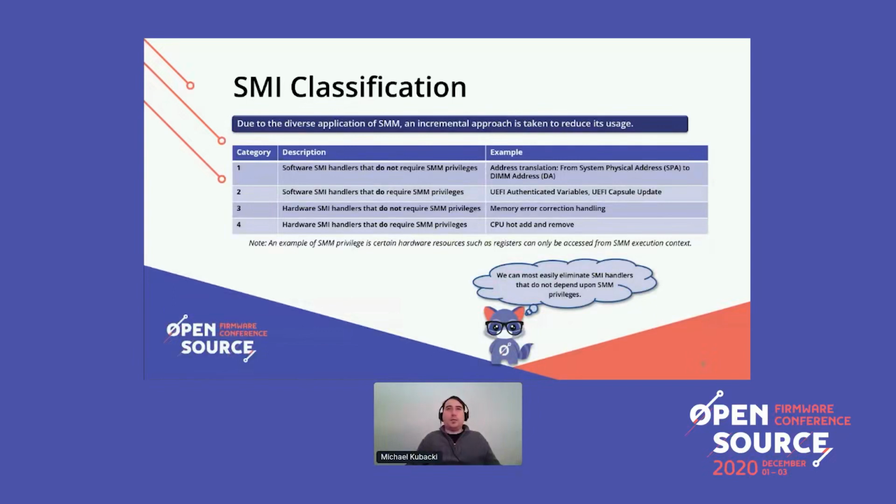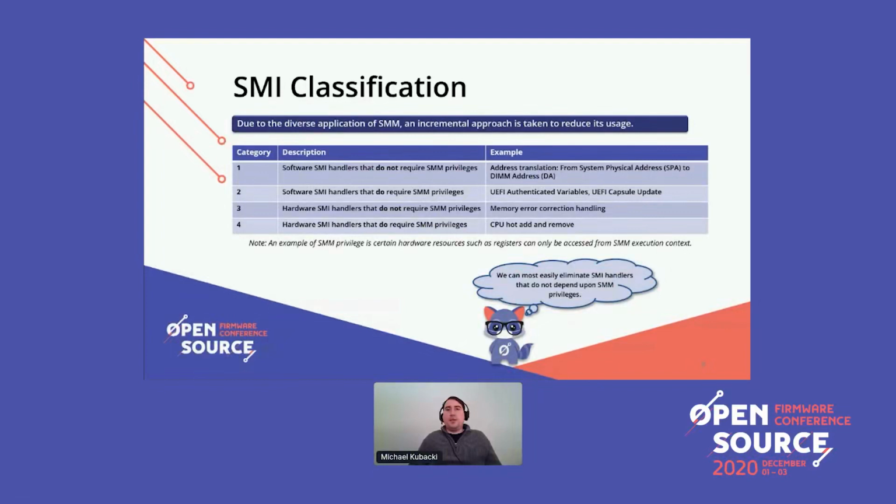And this is something where something like RAS, reliability, availability, serviceability, comes into play, where you might be trying to correct errors inside the system. This varies, but in general, there are hardware SMI handlers that do not require SMM privileges. And so that's another category that you can look at in terms of moving outside of SMM. And category 4 are hardware SMI handlers that do. Things like CPU hot add and remove.